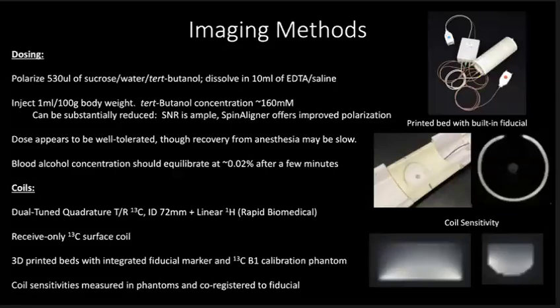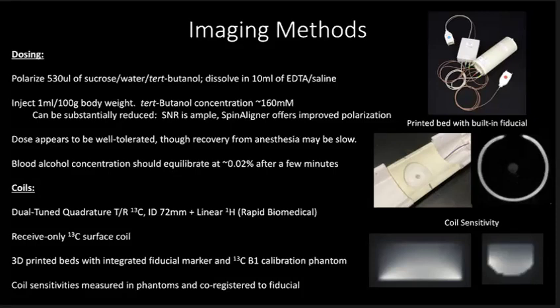Just a quick word about the imaging methods. I talked about the dosing. In these rats, we give about 1 ml per 100 gram of body weight. It's about 160 millimolar tert-butanol concentration. It's well tolerated. It clears it fairly rapidly. We haven't had any adverse events with this tracer.